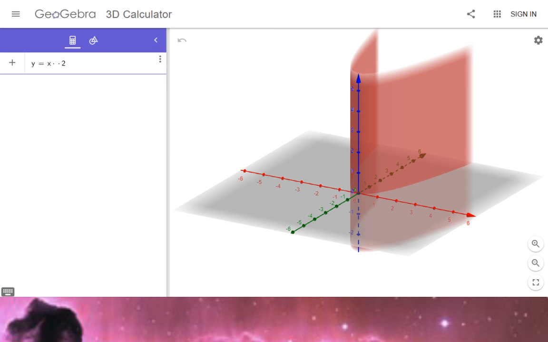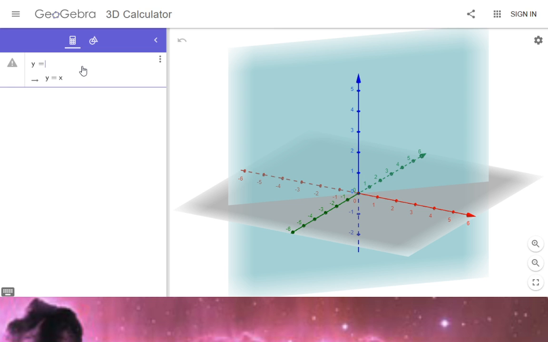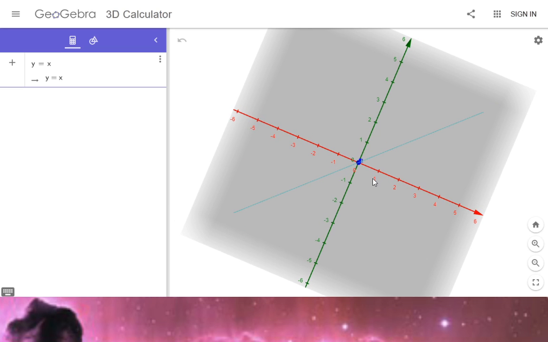So there's this program. It's called GeoGebra, and I'm just gonna go over, like, this is a 3D calculator. Well, let's see. Y equals X. I don't know if I can actually. Okay, good.